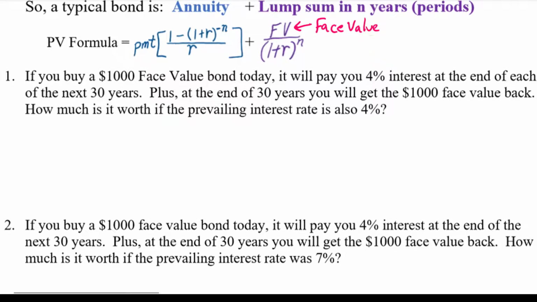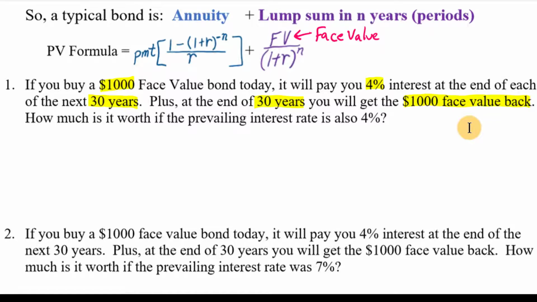So let's suppose you buy a $1,000 face value bond, and it's going to pay you 4% interest at the end of each of the next 30 years. Plus, at the end of 30 years, you're going to get the $1,000 face value back. How much is it worth if the prevailing interest rate is also 4%? So in this case, the payment is going to be $40 per year. It's going to be 4% times $1,000. So we have $40. It's going to be paid to us each of 30 years.